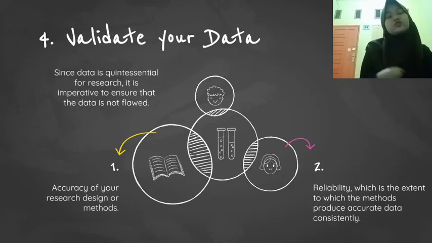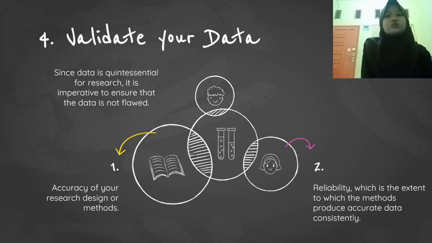The next step is to validate the data. It is really important because the data is quintessential for research. It represents your research as a whole. So it is imperative to ensure that the data is not flawed at all. There are two things that we need to take care of. The first one is accuracy of your research design or methods. We make sure that the methods we use are credible enough. And second is reliability, which is the extent to which the methods produce accurate data.